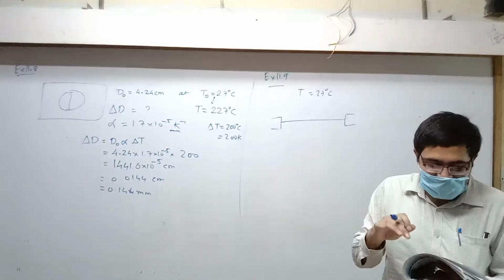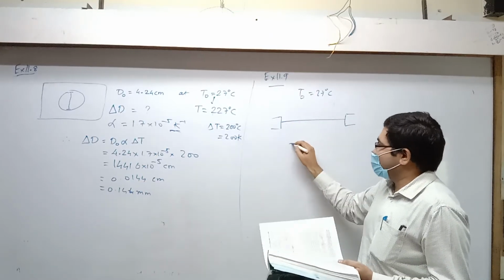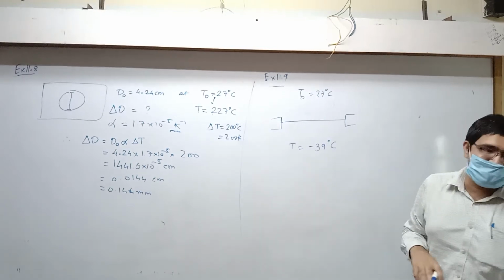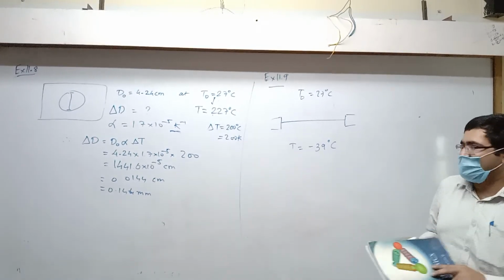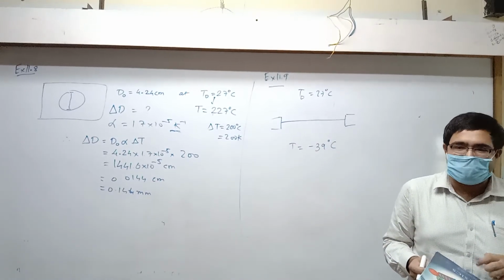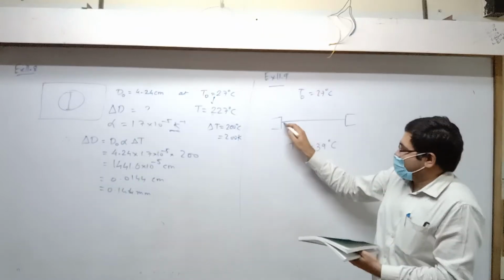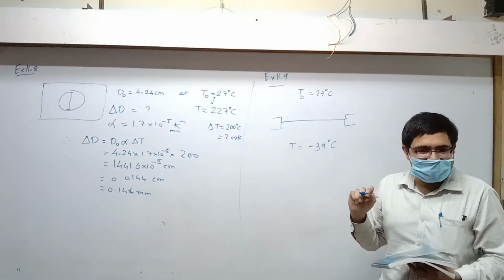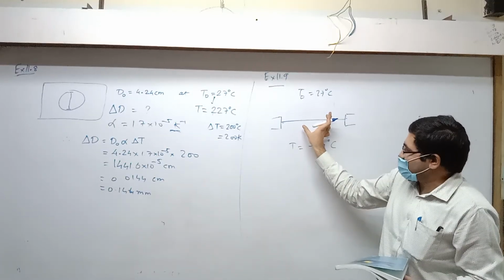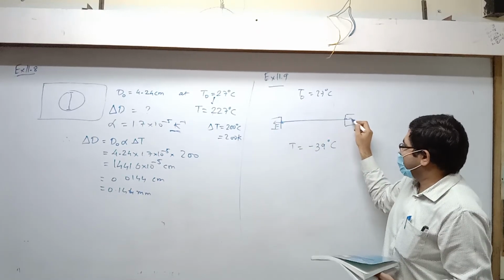If the wire is cooled to a temperature of -39 degrees from the reference temperature of 27, what do you think will happen when the wire is cooled down? The wire is trying to what? Increase or decrease its length? Decrease its length. But here it is fixed, so it cannot decrease. Why? Because as it tries to decrease its length, the rigid support over here will try to pull the wire.